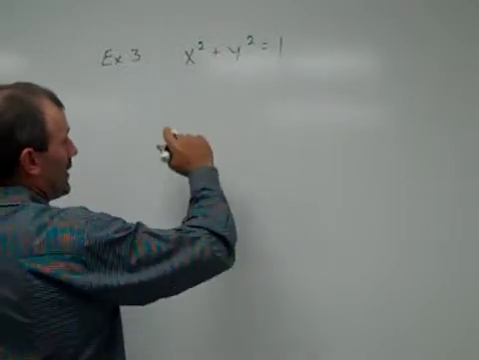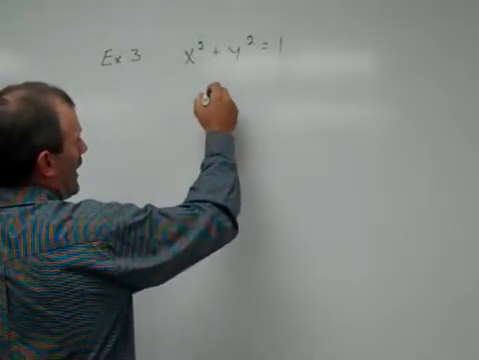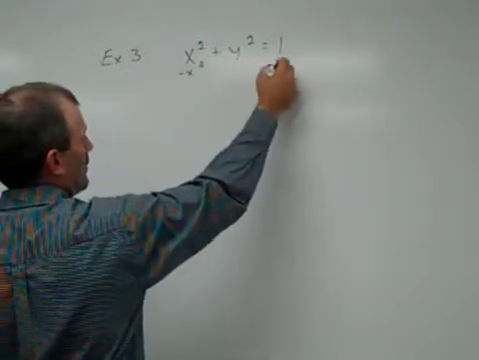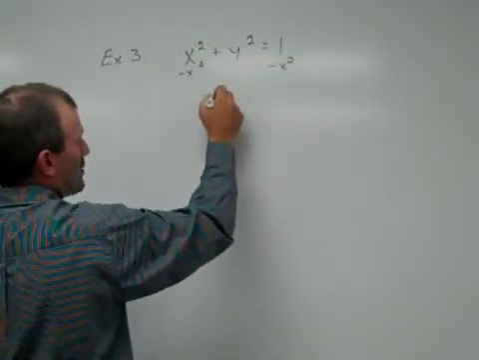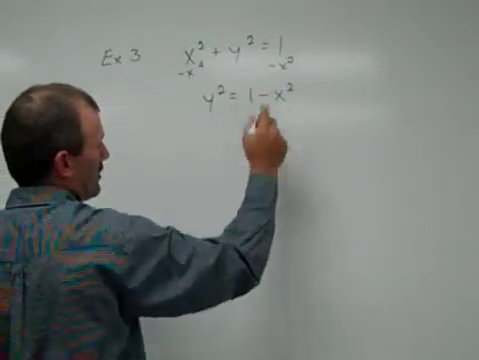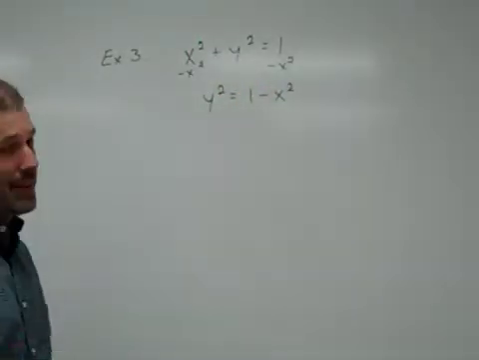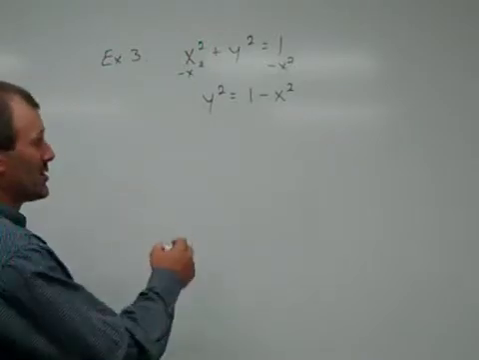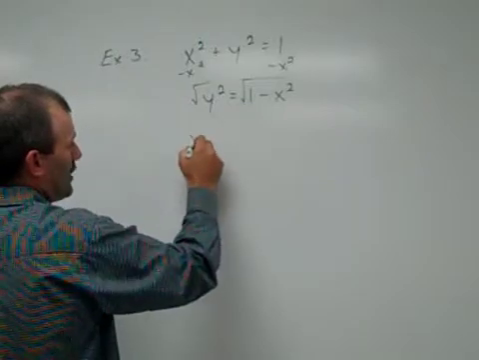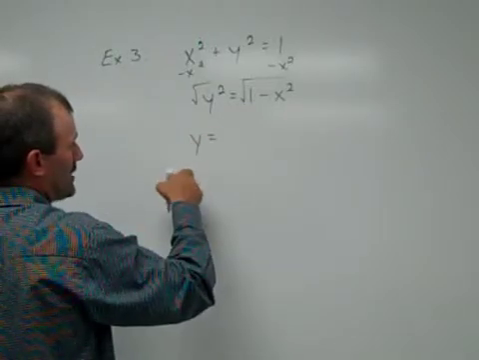To do that, you have to get the y by itself. We have to subtract x squared from both sides. That gives us y squared equals 1 minus x squared. Then our next step to get y by itself is to take the square root of both sides of the equation. And when we do that, we get y on the left-hand side.